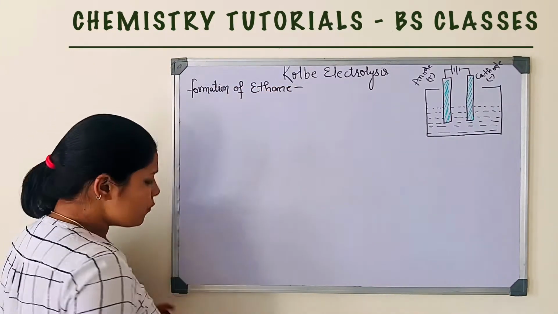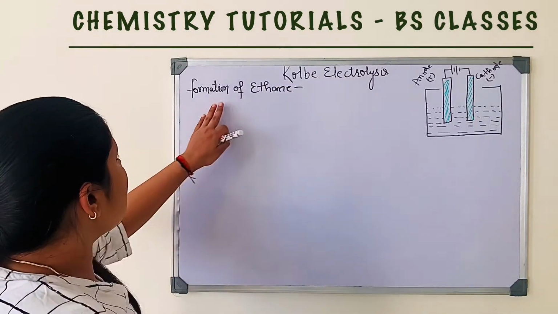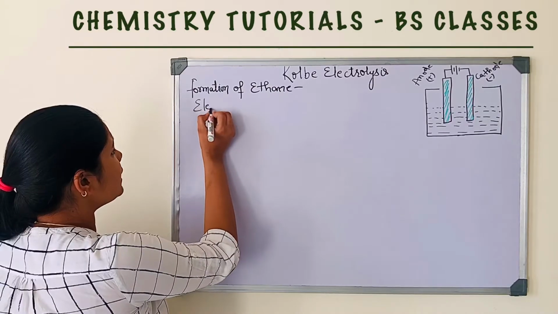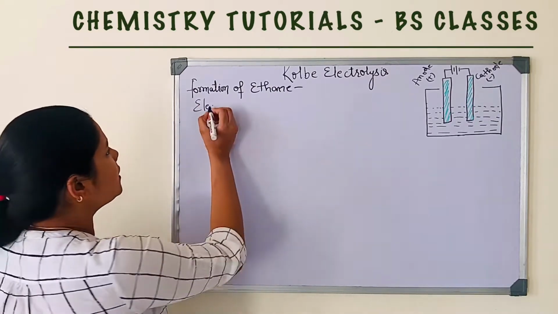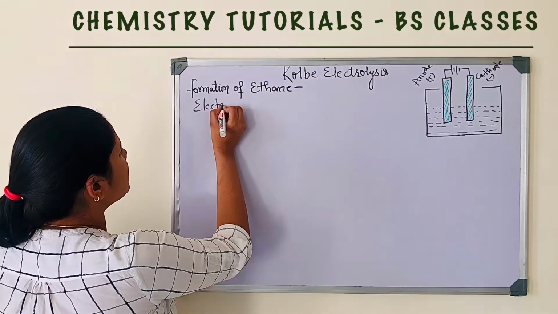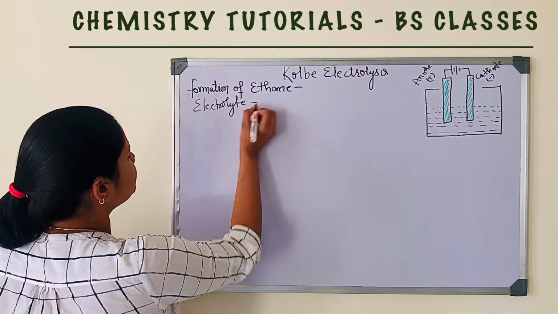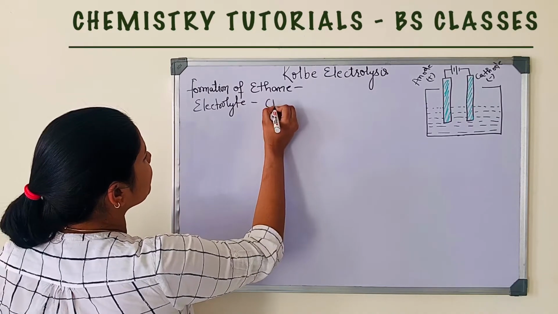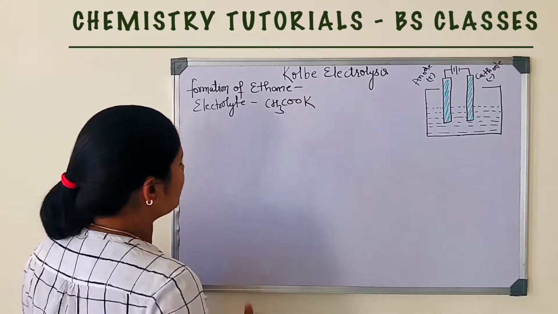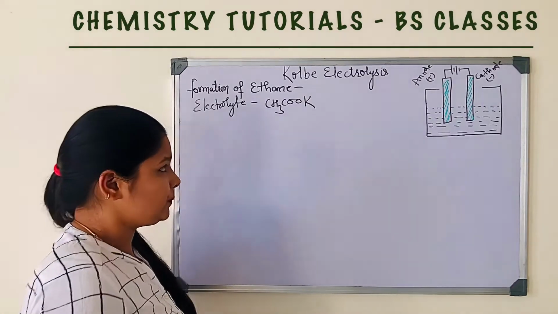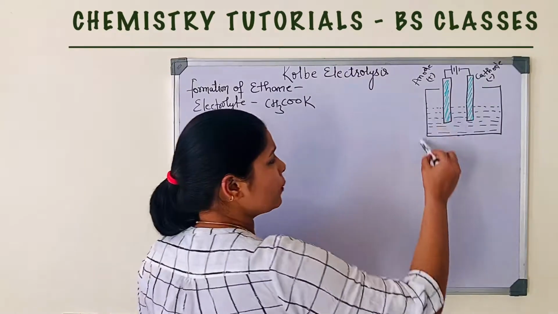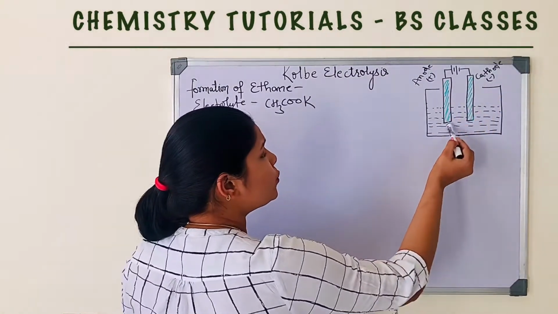For the ethane formation, we need an electrolyte, and for the formation of ethane, the electrolyte is potassium acetate. For the electrolysis process, first we have to take one container and two electrodes.